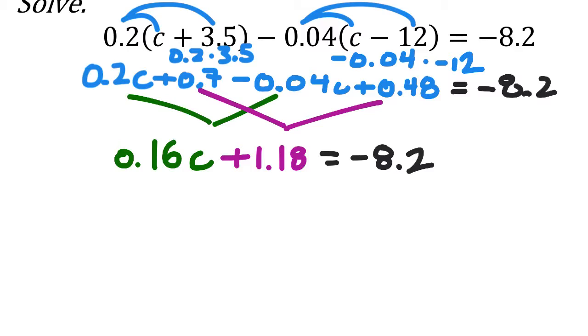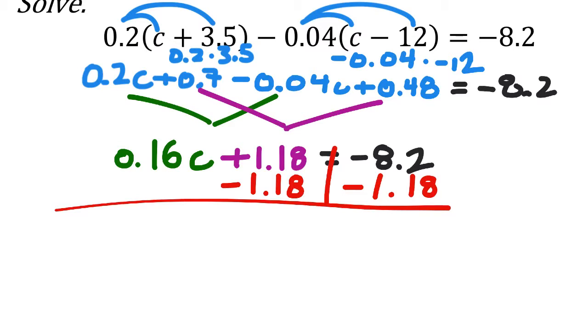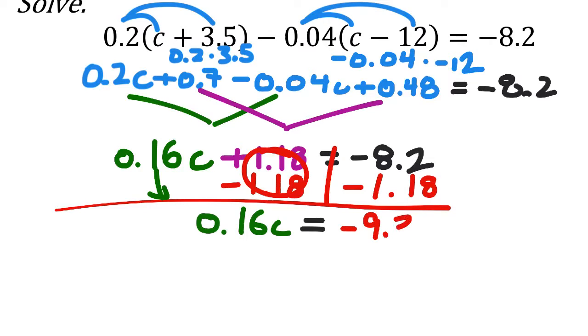Now I have a simplified equation, just a two-stepper, similar to the last problem we did, right? And that means that I want to isolate the c's now. So I don't want that plus 1.18, which means I need to subtract it from both sides of the equal sign to zero that out. And it does. Positive 1.18 minus 1.18 does zero that out. We're going to drop this 0.16c, which equals negative 8.2 minus 1.18 would be negative 9.38.